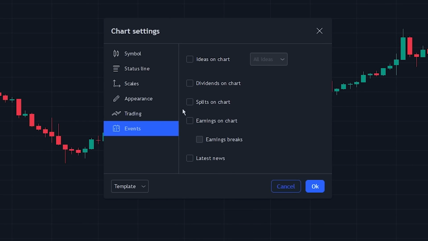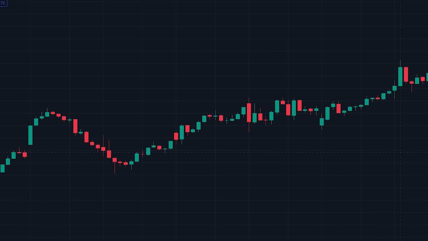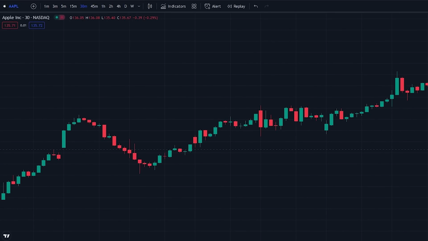Now click on the Events tab. We will be selecting the dividends, splits, and earnings checkboxes. That was all that we needed to do. Now let's take a look at when to enter into a buy position.